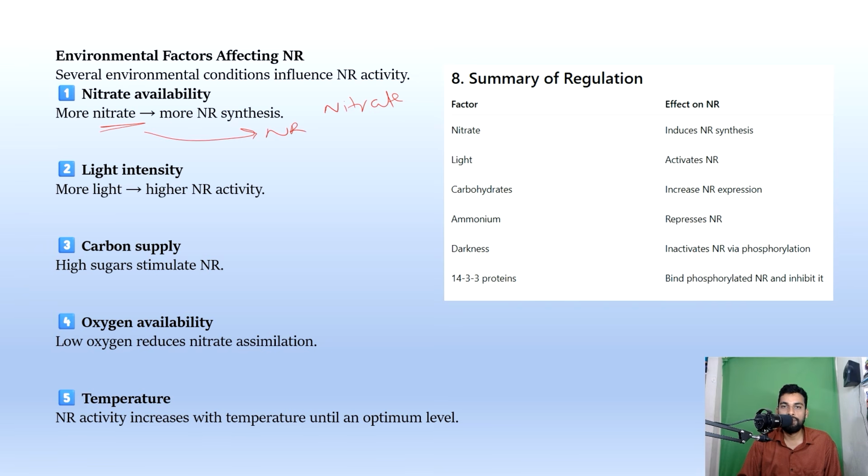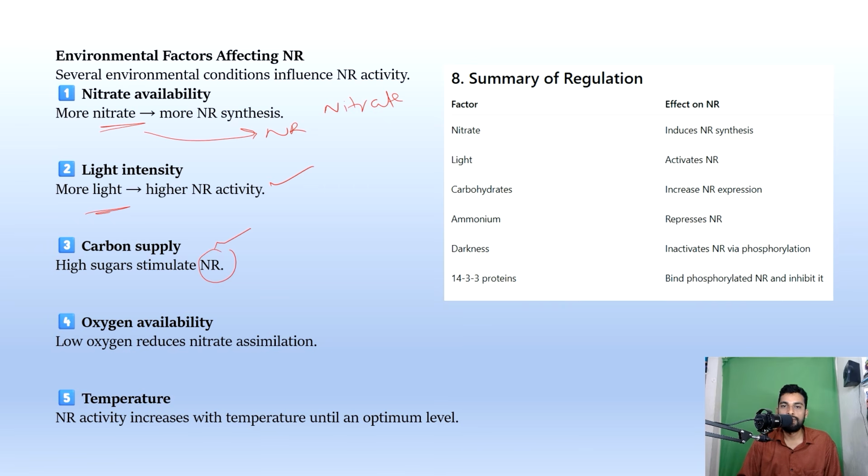The second one is light intensity. If there is excessive light, photosynthesis will be more. Then the plant has more energy. Then nitrate reductase activity will also be more. This is also the same point. If there is more photosynthesis, there is more carbon and more NR.